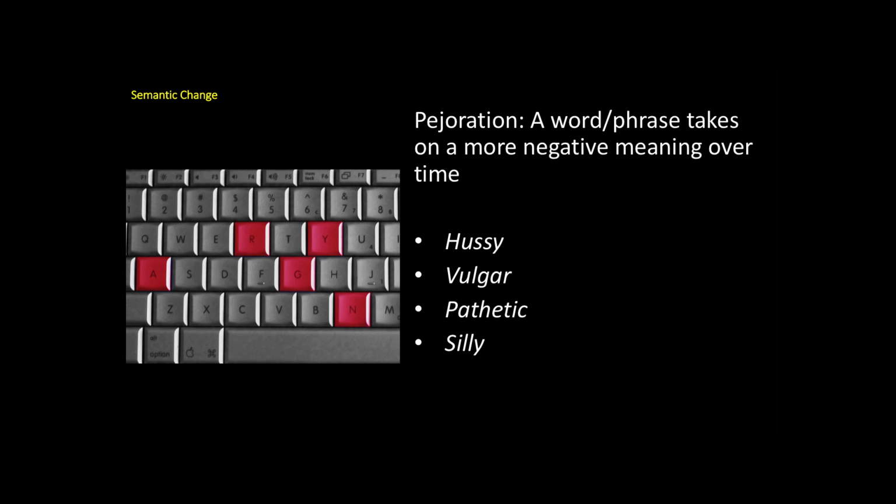Finally, we have pejoration, which involves a word taking on a more negative meaning over time. For example, in Middle English, hussy meant housewife, but now it means a brazen or immoral woman. Vulgar used to mean common, as in a later variety of Latin called vulgar Latin, Latin of the people, but these days it means gross or indecent. Pathetic used to mean deserving of sympathy, and this is the meaning that's often used in 19th century literature. But these days, it's more commonly used to indicate that someone or something is miserably inadequate. Lastly, silly used to mean happy or innocent, but now it means stupid or foolish.